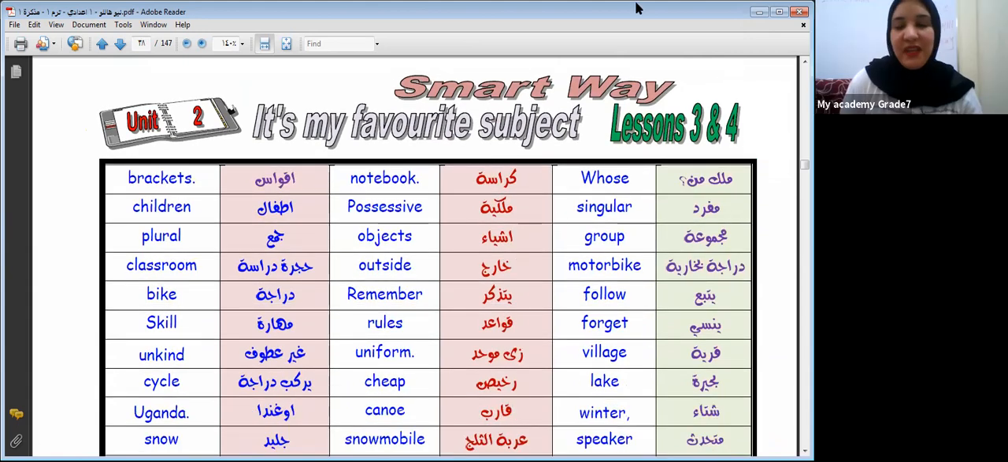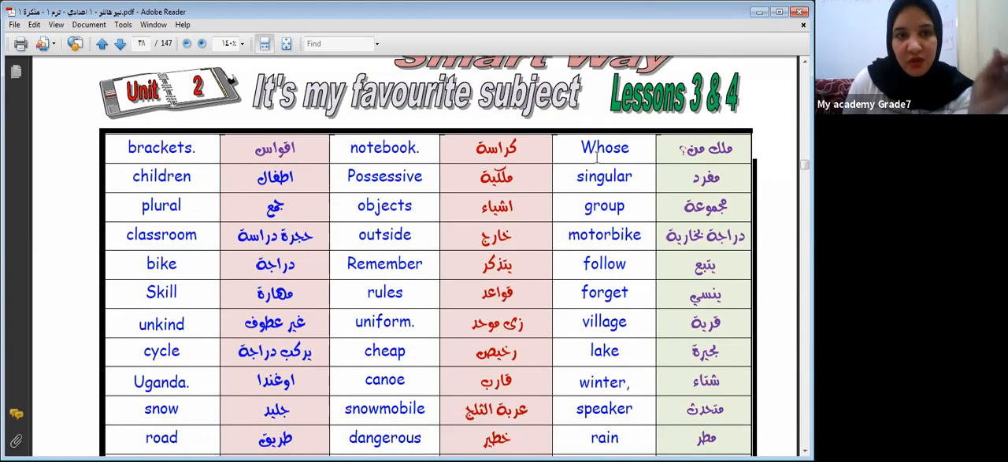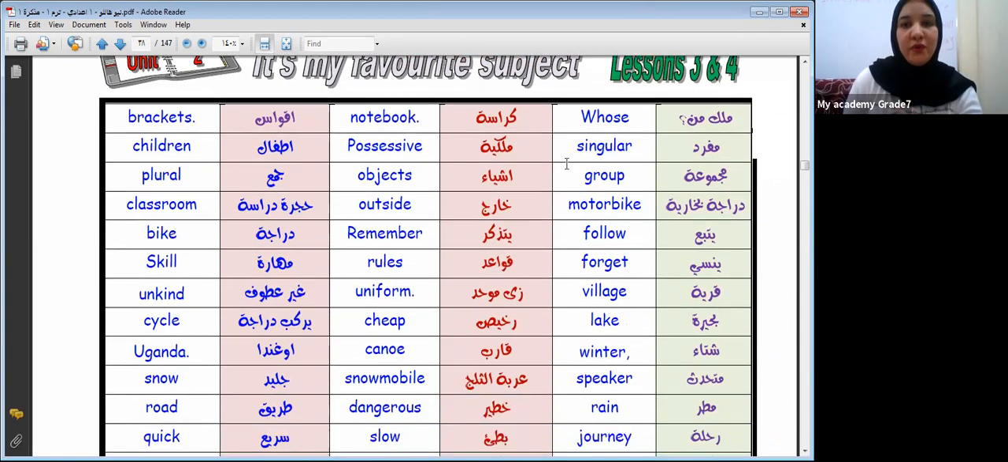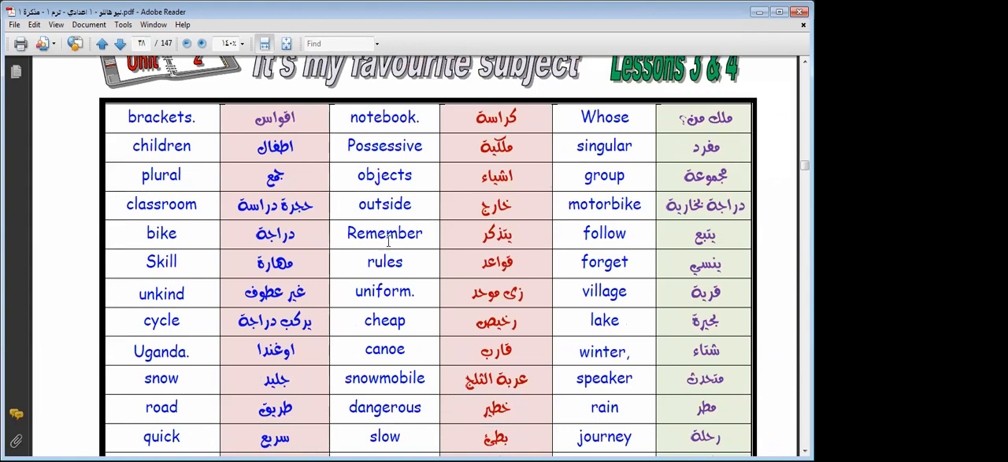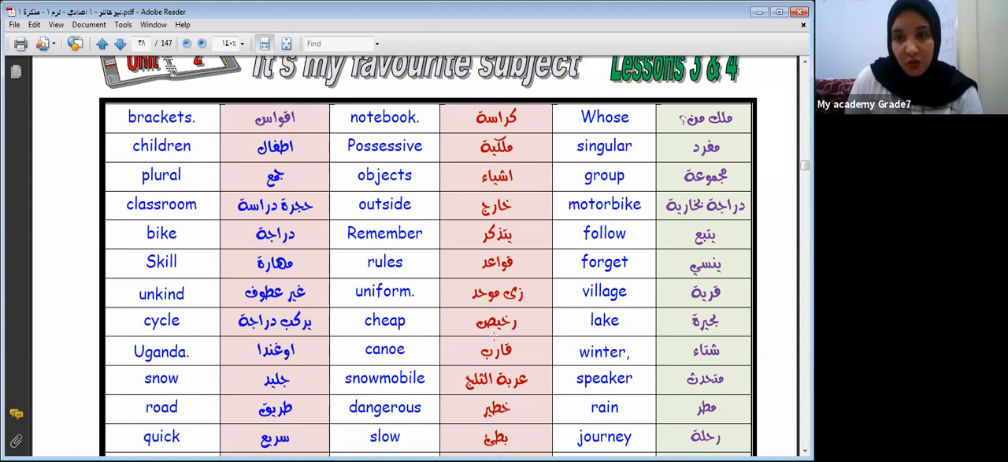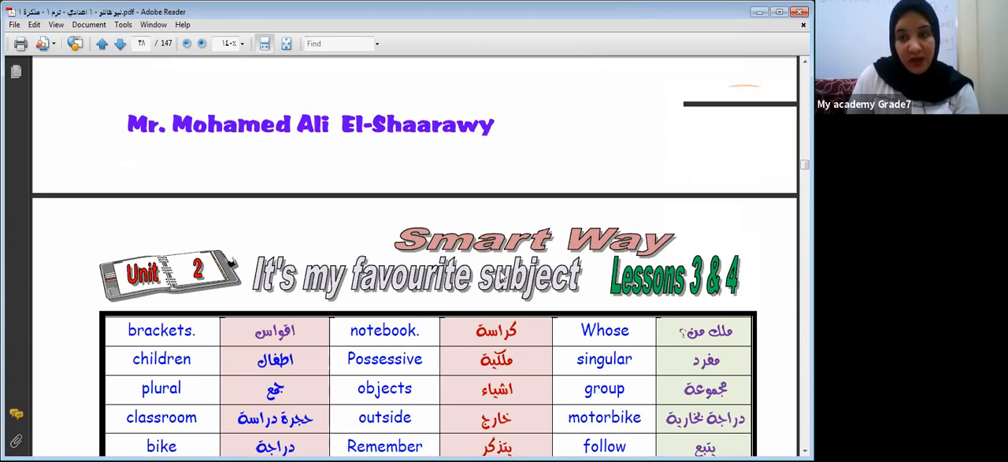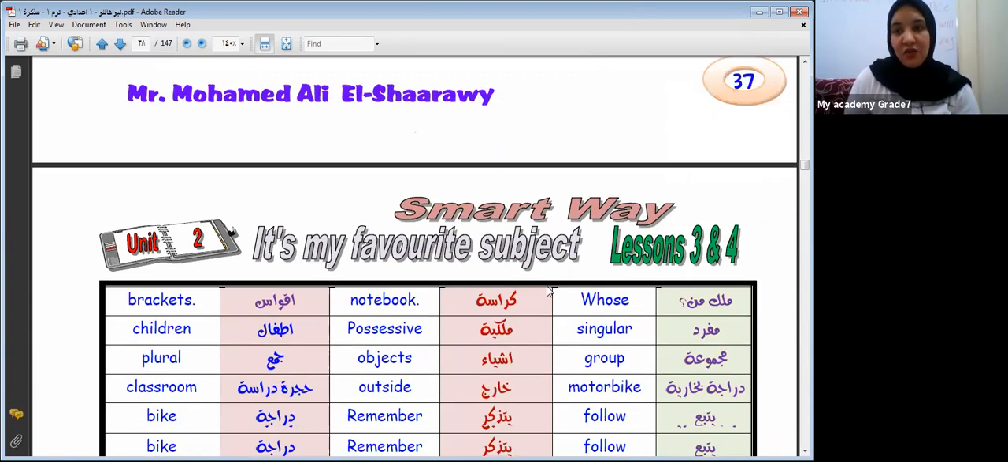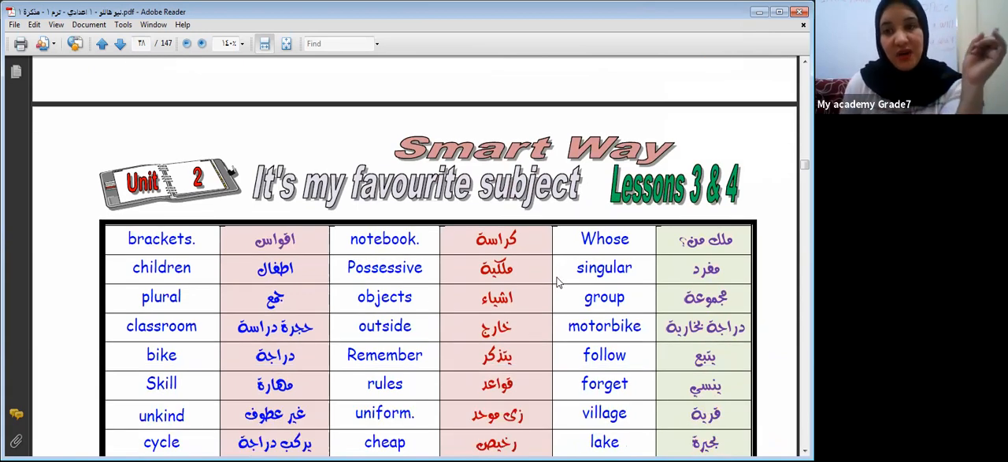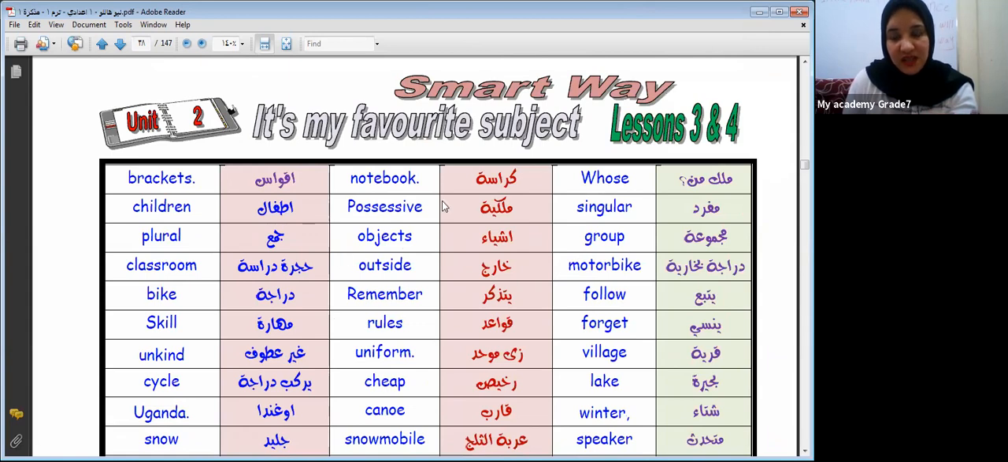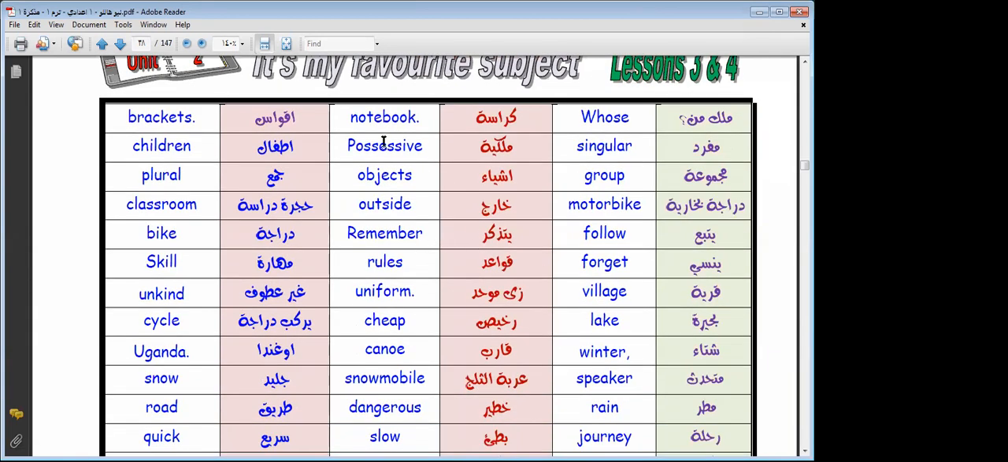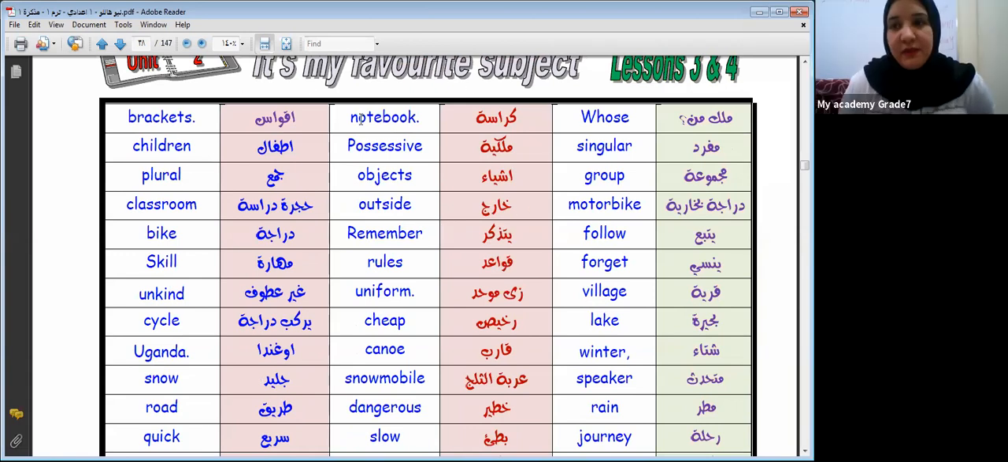But our main group, class seven. I want you to be in our group to get benefits, okay? Let's start to read the words or the vocabulary of lessons 3 and 4, okay? To save our coming session time, okay? Let's get them now. Yes. Okay, yes.